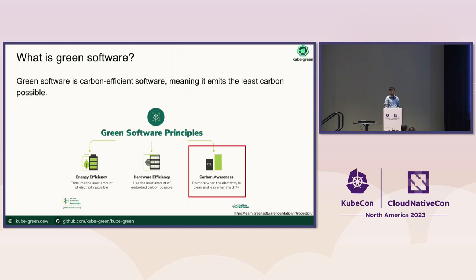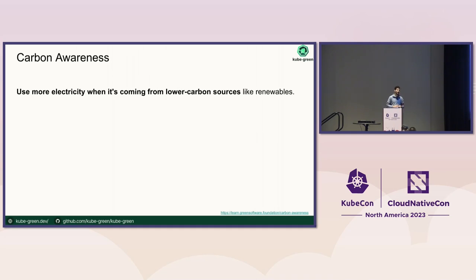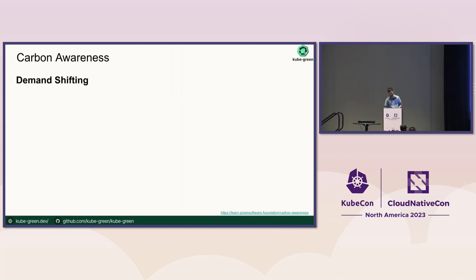And the last principle is carbon awareness, which is: do more when the electricity is clean and less when it's dirty. So use more electricity when it's coming from lower carbon sources like renewables. How can we do something with carbon awareness in real life? There are, in this case, two different strategies: demand shifting and demand shaping. Demand shifting is moving our computation.